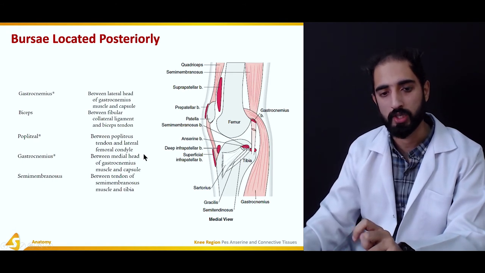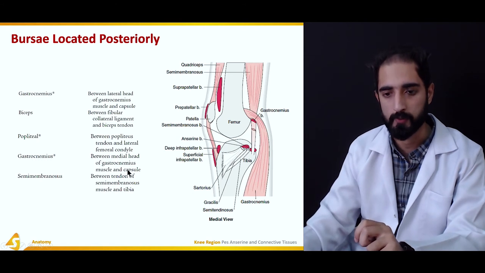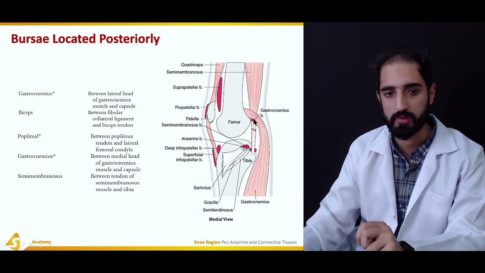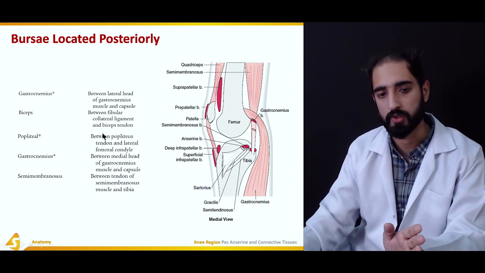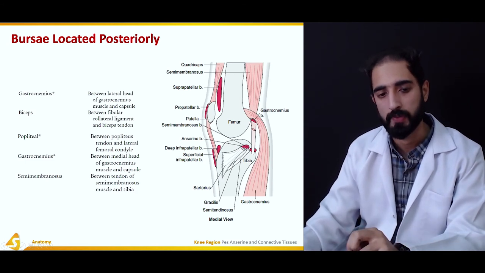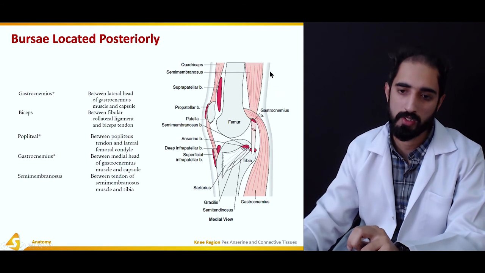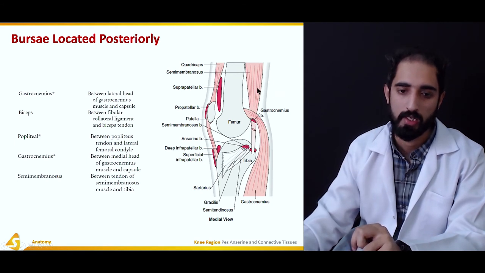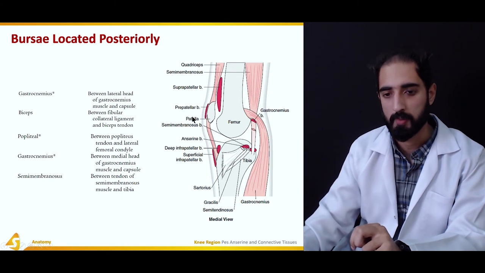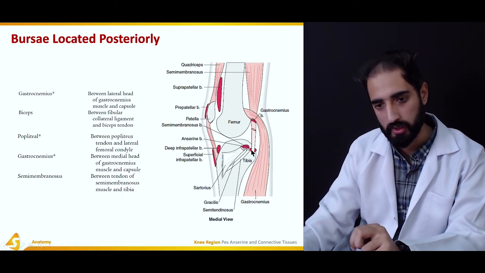Then we have the gastrocnemius bursa, which is between the medial head of the gastrocnemius muscle and capsule. So this is the gastrocnemius muscle, and here is the gastrocnemius bursa. So we have two gastrocnemius bursae, one beneath the medial head and one beneath the lateral head. Then we have the semimembranosus muscle. Between the tendon of the semimembranosus muscle and the tibia, we have the semimembranosus bursa, which is located just here.